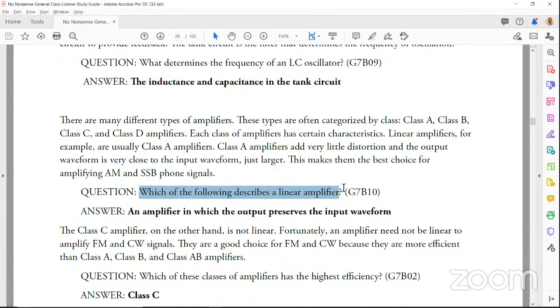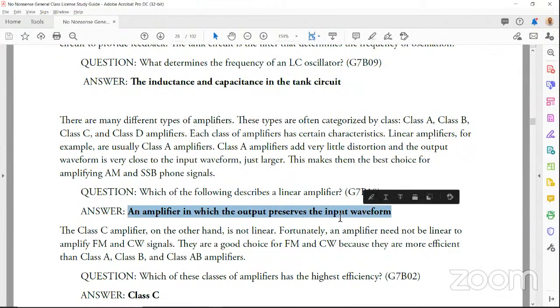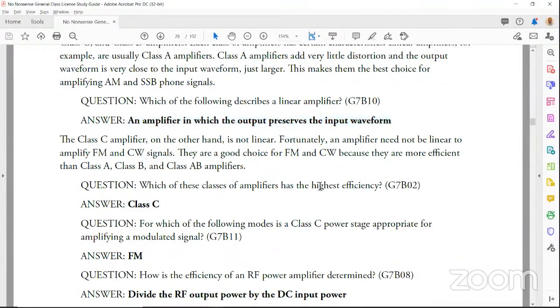Which of the following describes a linear amplifier? And as we learned the last class, it is an amplifier in which the output preserves the input waveform. In other words, there is no distortion. So that's what a linear amplifier is. The output preserves the input. It is very similar to the input, except amplified or larger. Next question in the question pool.